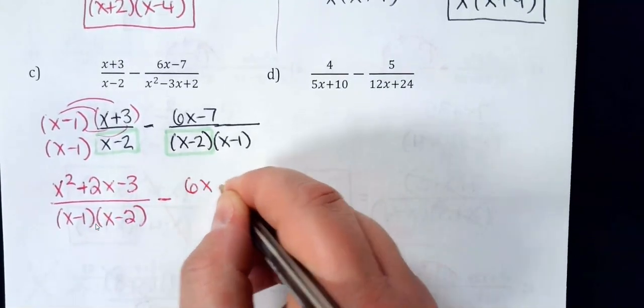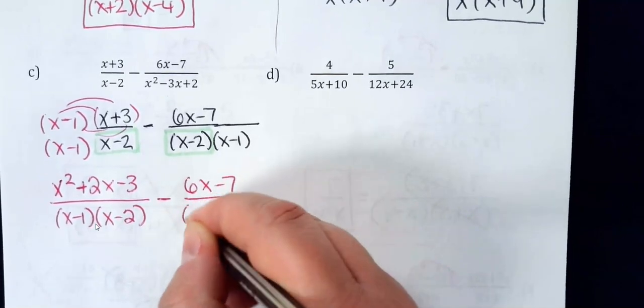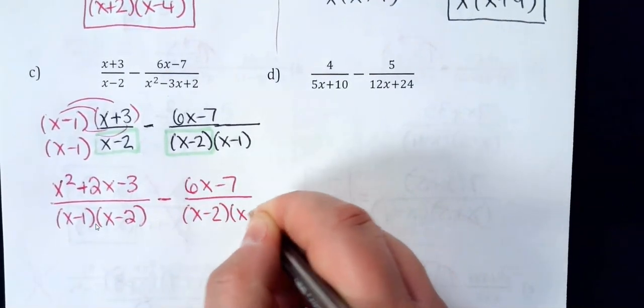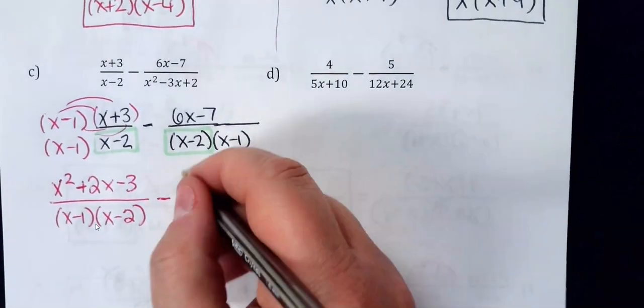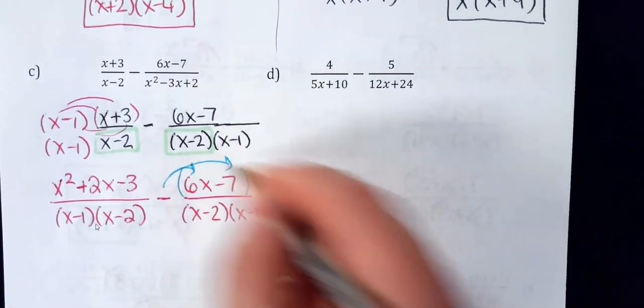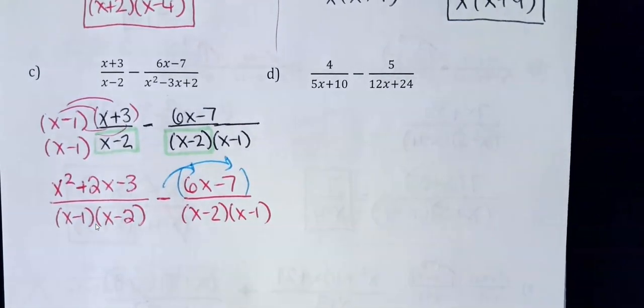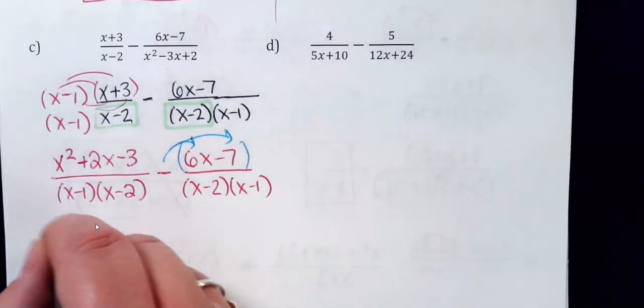And I'm subtracting what I have next to this here. So when I subtract, you have to subtract the 6x and the negative 7. So think about that as like distributing a negative. And so I just have an x squared, so I'm going to leave that alone.